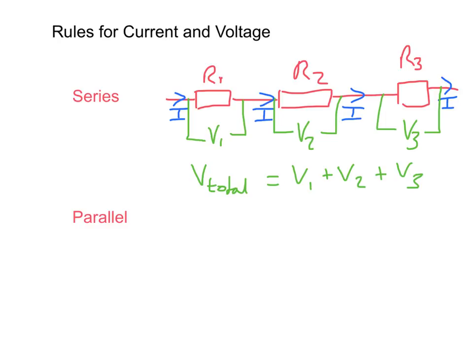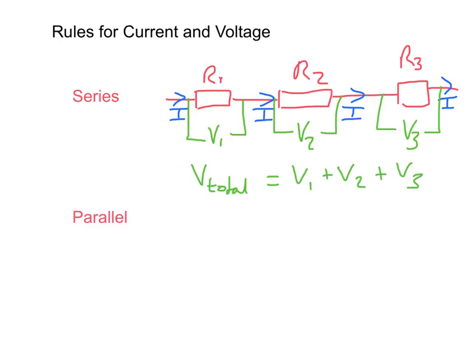They may be the same. This can happen if the resistances are identical, but they may not be. There's no reason to suggest that they will all be equal, but we can always say that the total voltage across these three resistors in series is the sum of the individual voltages, the individual potential differences across each of them.